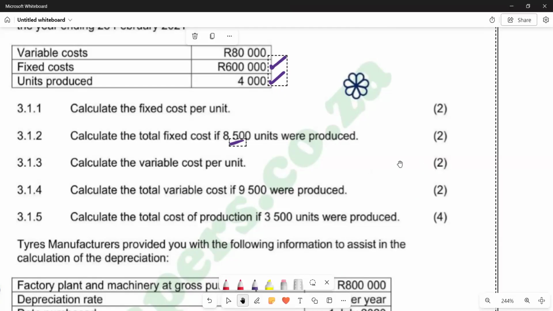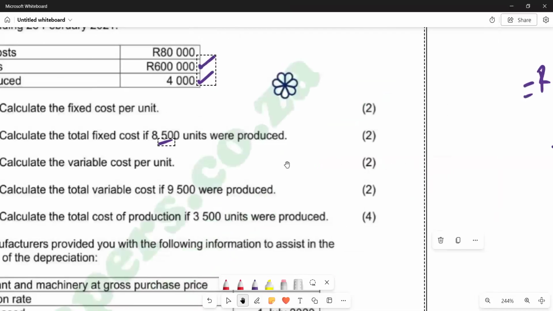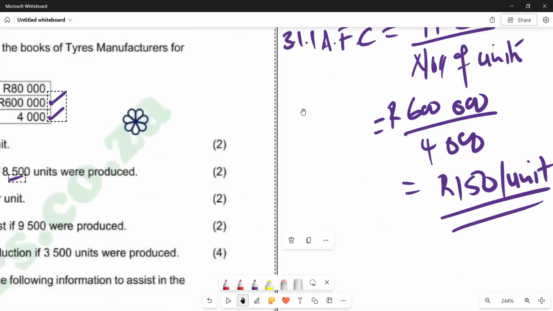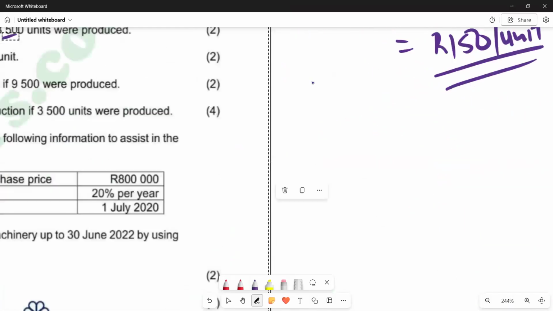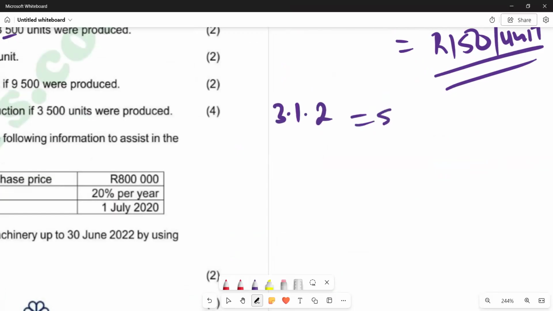So 3.1.2 is equal to 600,000 rands. This is what we have in terms of 3.1.2. Then we can move on to the next one.